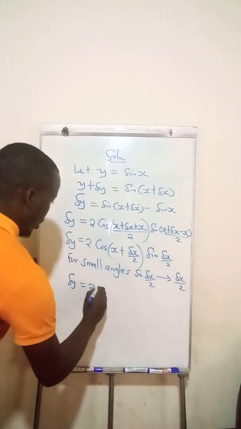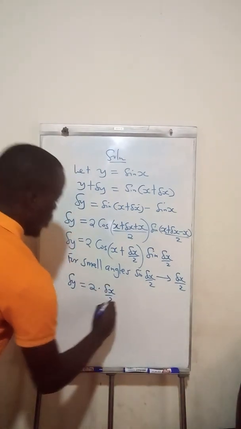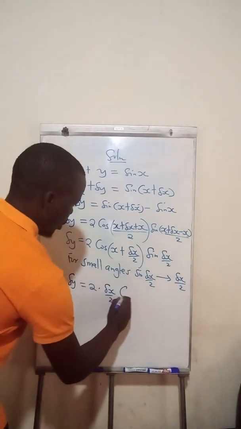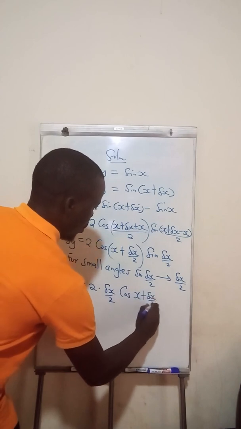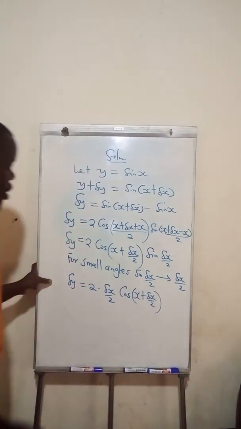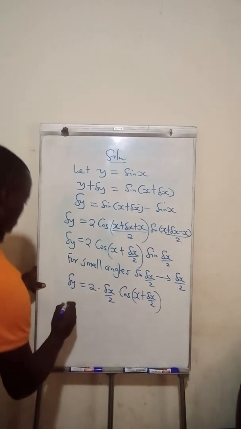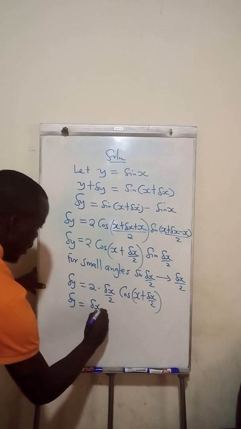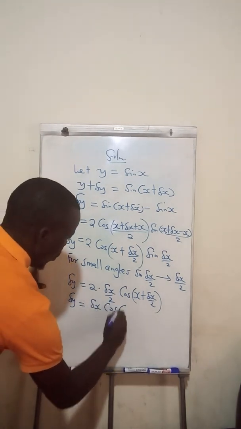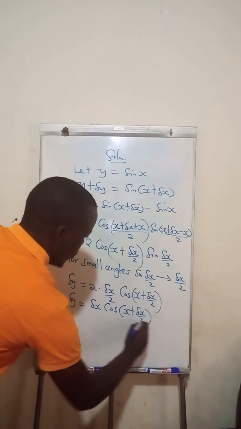So it means I will have times delta x out of 2. Then you remember that we have cos of x plus delta x out of 2. There we are. Then if you look at this, we shall have the 2 cancelling with the 2. Then it will imply that delta y is equal to delta x cos of x plus delta x divided by 2.